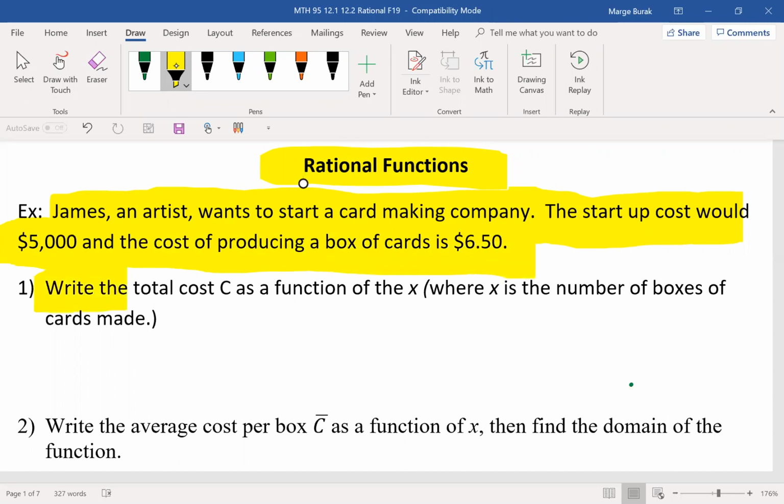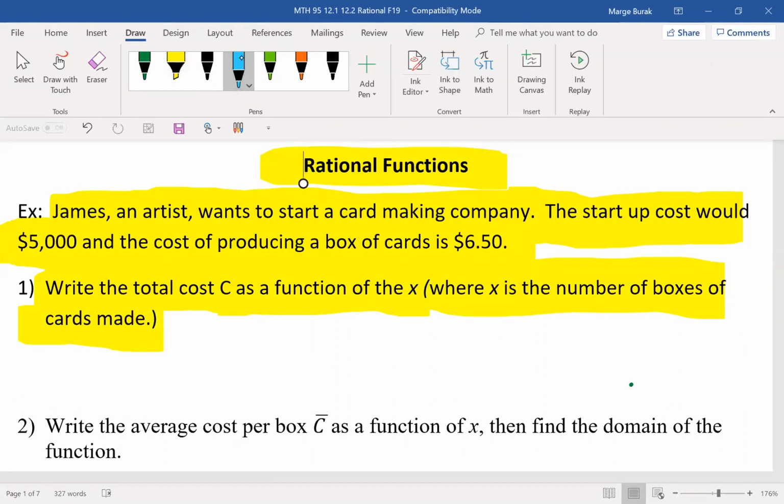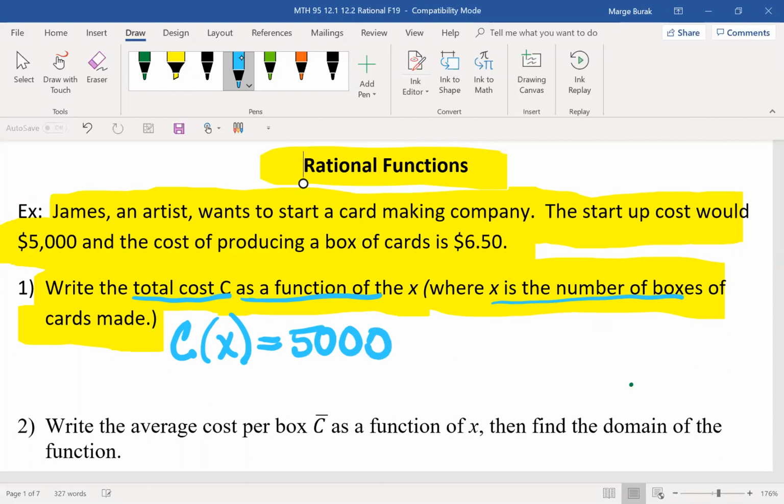So we'll write the total cost C as a function of x, where x is the number of boxes of cards made. So here's my $5,000 startup fee, and then it costs 6.5 for every box that I make. I'm sorry, 650, but I'm going to write 6.5.